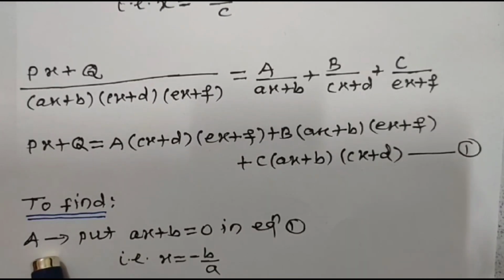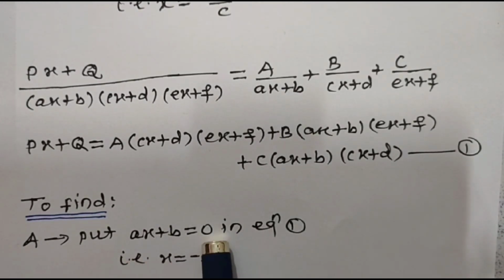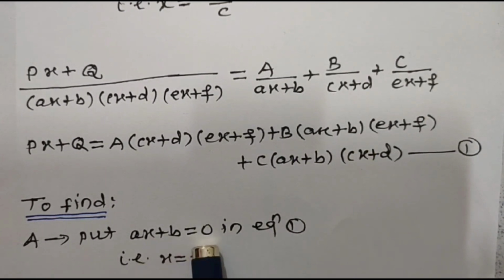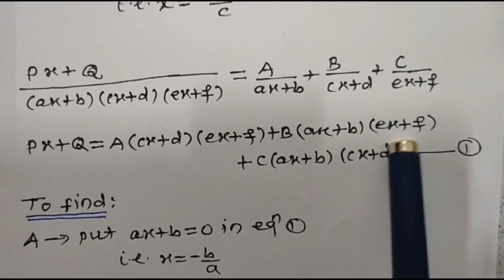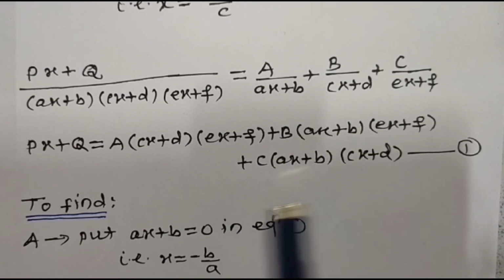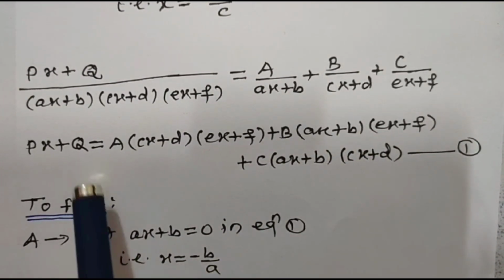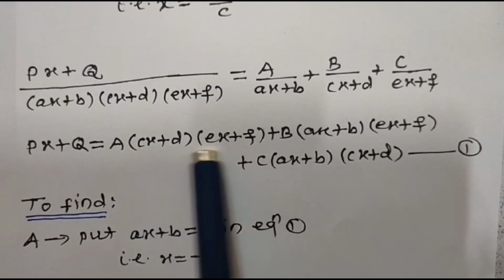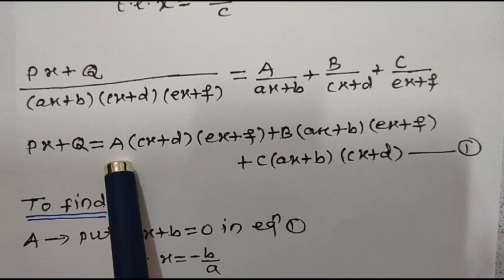Now, to find A, put ax plus b equal to 0 in equation 1. If we substitute ax plus b equal to 0, that is nothing but x equal to minus b upon a. Then, substituting ax plus b equal to 0, this term becomes 0 and this term becomes 0, and we replace x by minus b upon a on the left hand side and on the right hand side only in the first term. That gives arbitrary constant A.